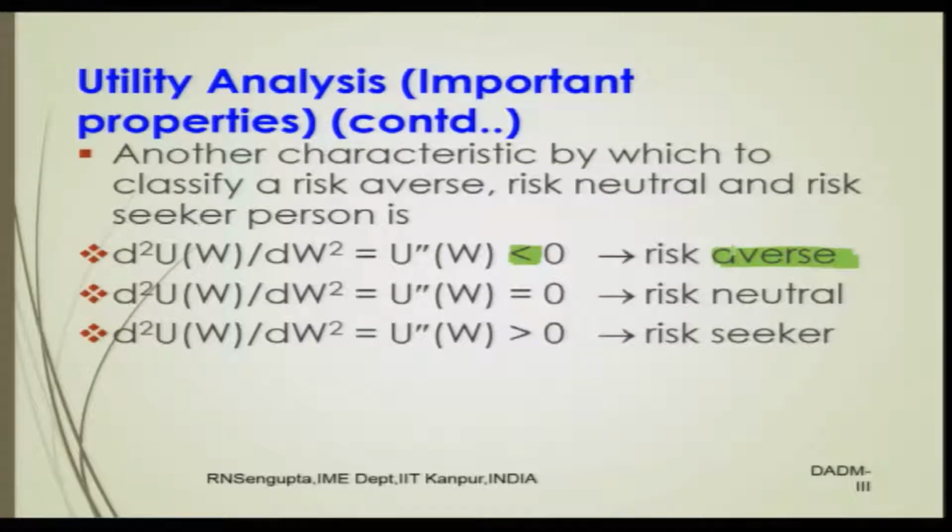That means they are increasing, but increasing at a decreasing rate, hence I am risk averse. If I consider the equality sign, that means I am indifferent. So, it is increasing, but increasing at a steady rate, a straight line. And if I consider the greater than sign, that means the second derivative is greater than 0, that means I am considering a risk seeking person, that means I want to take the risk.